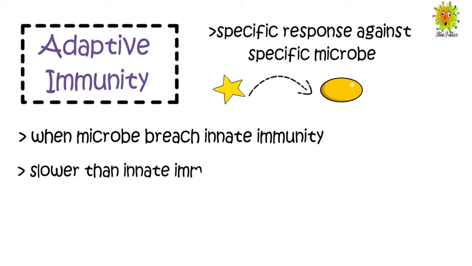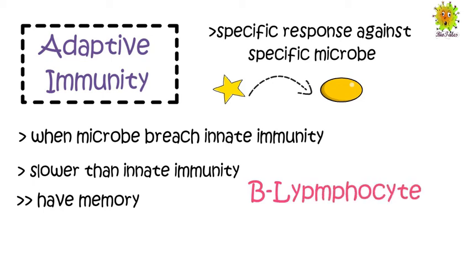But there is an interesting thing, that adaptive immunity does have a memory. It remembers a specific pathogen and responds quickly when the same pathogen attacks the body next time. This type of immunity consists of specific white blood cells called lymphocytes, and these cells include B cells, also called B lymphocytes, and T cells, also called T lymphocytes.